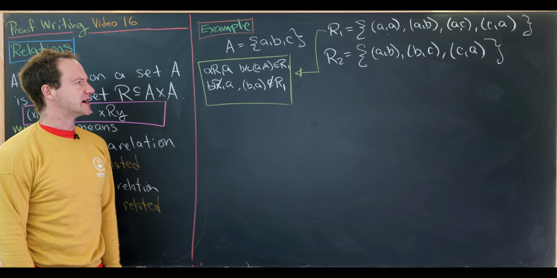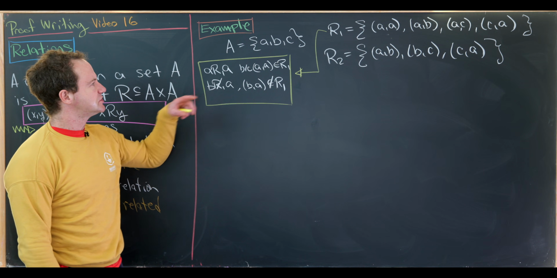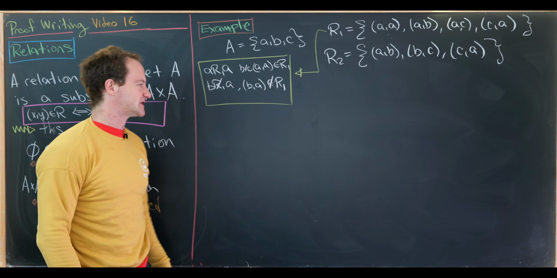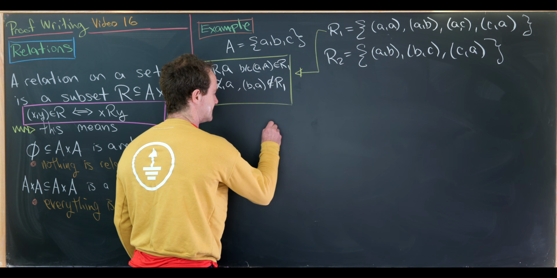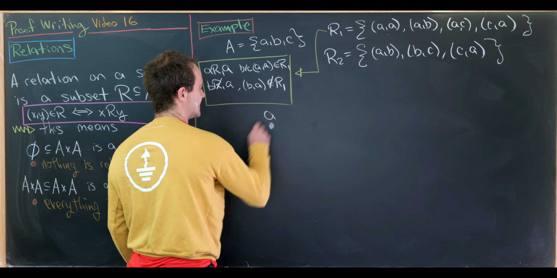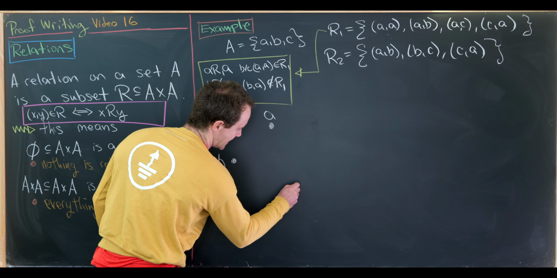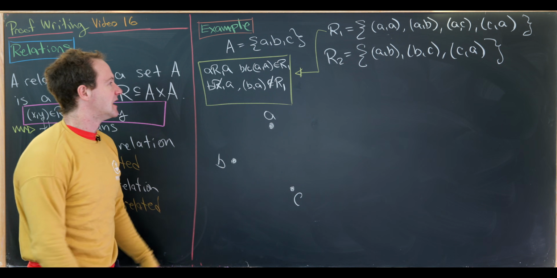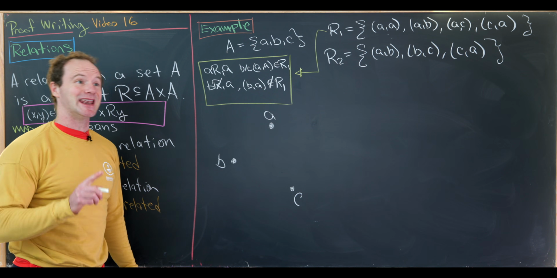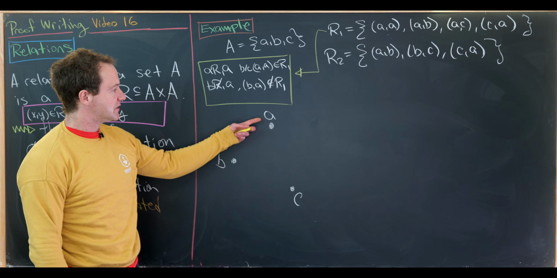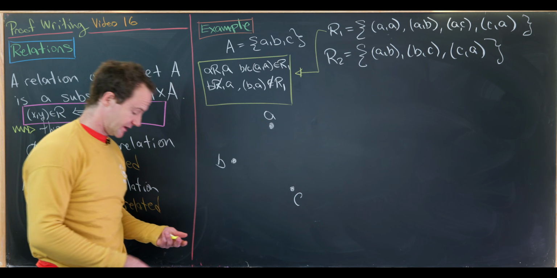But there's also a really nice way to look at these things via a visual representation. What you do is you think about every element of your set as being a vertex of a graph or a point in the plane. So let's do an example right here. Let's say this is our point a, this is our point b, and over here is our point c. And then if something is related to something else, then that gives us an arrow from the starting position to the ending position. So let's just talk our way through it.